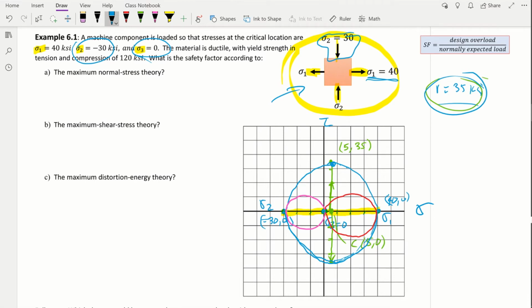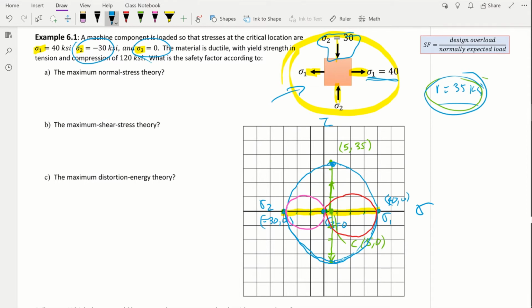If I look at this circle, immediately my eye looks at the biggest one. That's the plane that is seeing the largest stresses, right? And then in that plane, which is again from the blue circle, I can see that sigma 1, which is 40, has a bigger magnitude than minus 30. So that's the value I want to use.